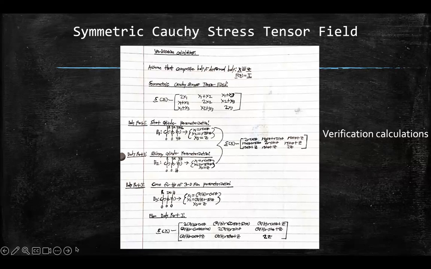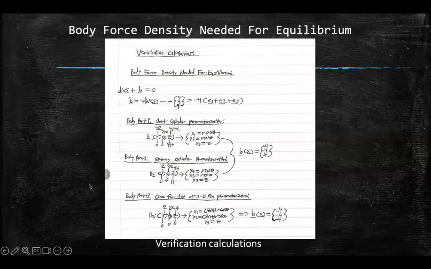and here is my stress tensor field for body part 3. And here for the body force density needed for equilibrium, the body force will equal the negative divergence of S. My divergence of S turned out to be a constant field since it is a linear field. In the end, I got my body force to equal -4 E1, E2, E3. Since I have a constant field, it is just -4, which is independent of the parameterization I have for each part. So for body parts 1 and 2, it will be -4, -4, -4. And for body part 3, it would also be -4, -4, -4.